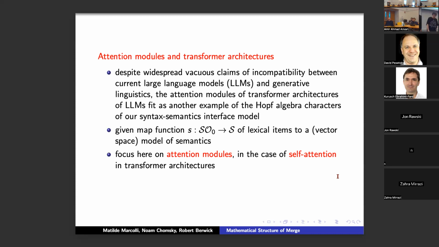Okay, so there have been some highly dubious and rather vacuous statements about the fact that these large language models are incompatible with or disprove generative linguistics, which is total nonsense. In fact, I want to argue that it's quite the opposite, in the sense that the reason why these things work is precisely because you have an image of syntax embedded inside semantics, and that's what they are seeing.